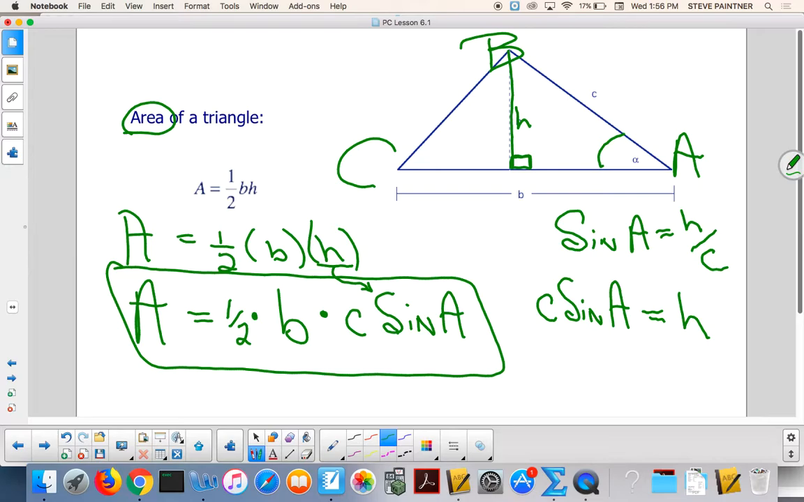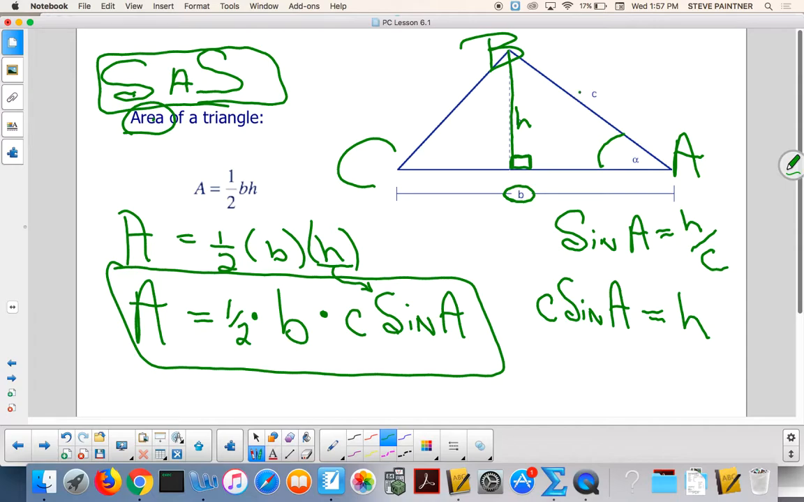Now it says area, but you know what you guys should put? Side, angle, side, area of a triangle. Because really, if you look at it, what happened here? I've got B times C. Well, guess what this side is? This is B times C, and then it says times sine of A. This is the included angle. So this is really side, angle, side. And if you know side, angle, side, this is the formula right there.